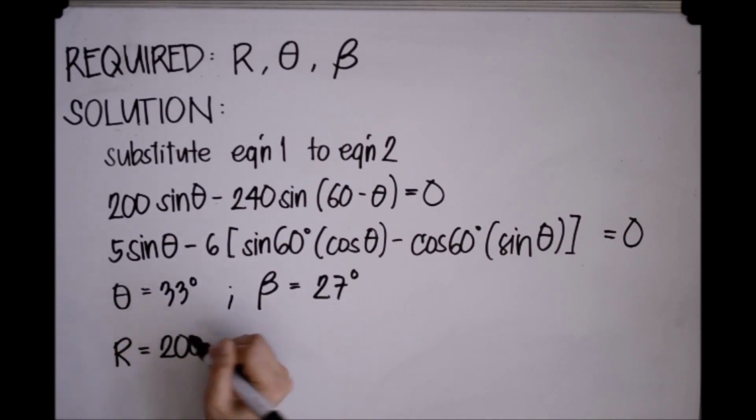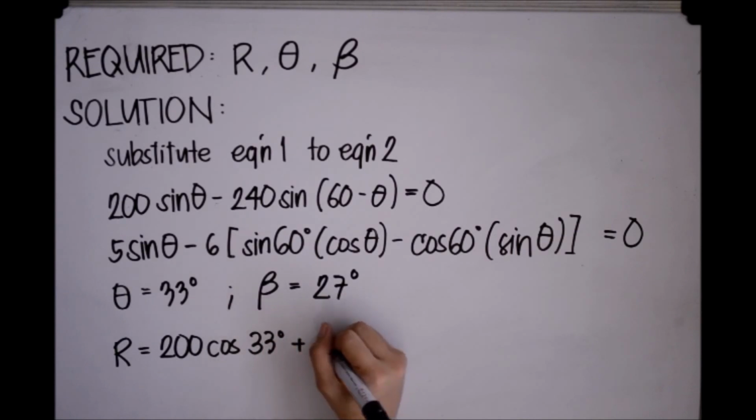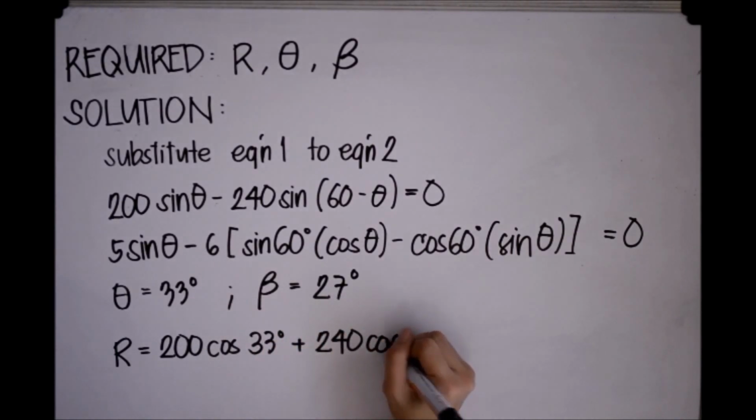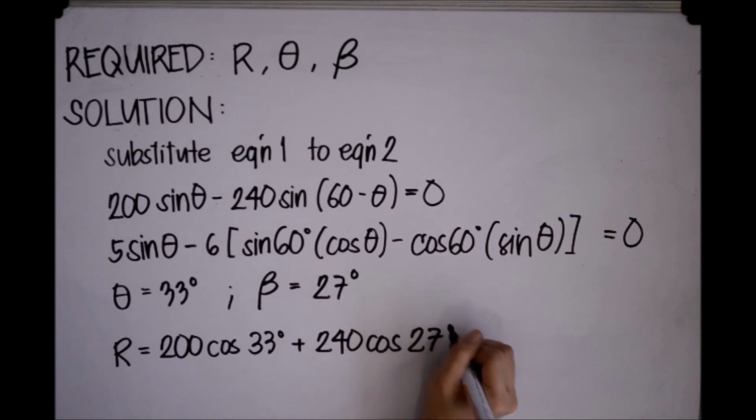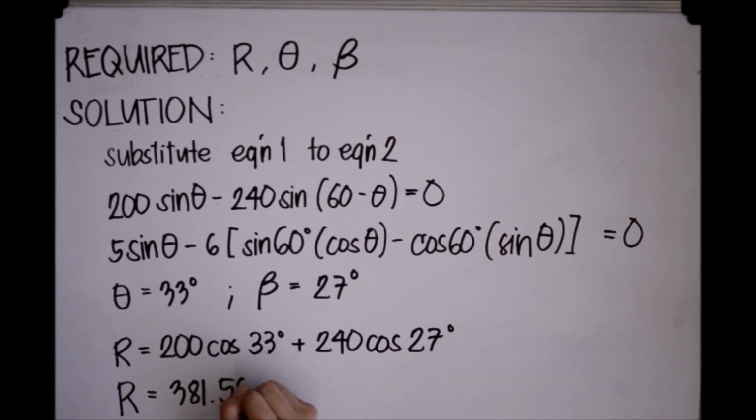Substituting the values to equation number 2, we have R is equal to 200 cosine 33 degrees plus 240 cosine of 27 degrees. We will now have the value of the resultant force, which is 381.58 pounds.